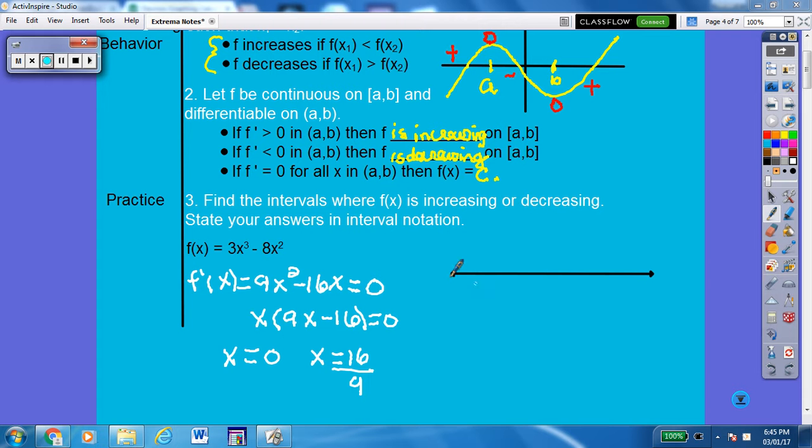And here we go. It's basically a number line here. And I'm going to add some points. I'm going to add my critical points. I'm going to put 0. And I'm going to put 16 over 9, which is not quite 2, but bigger than 1.